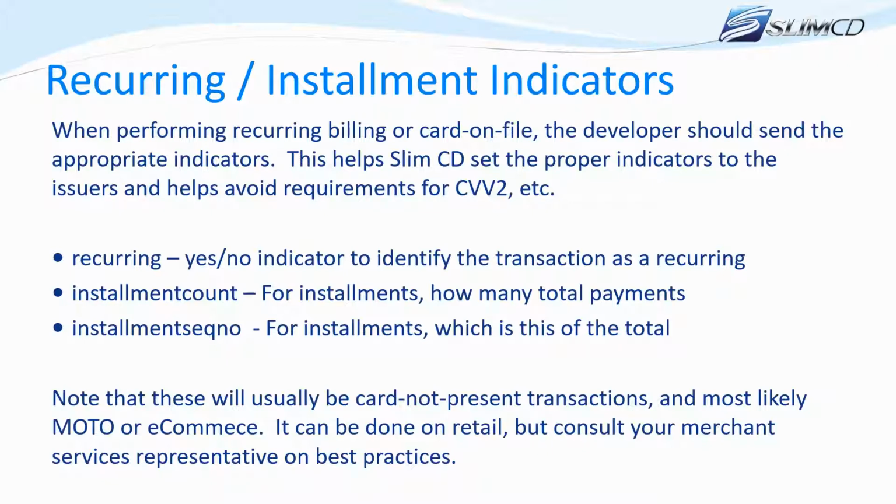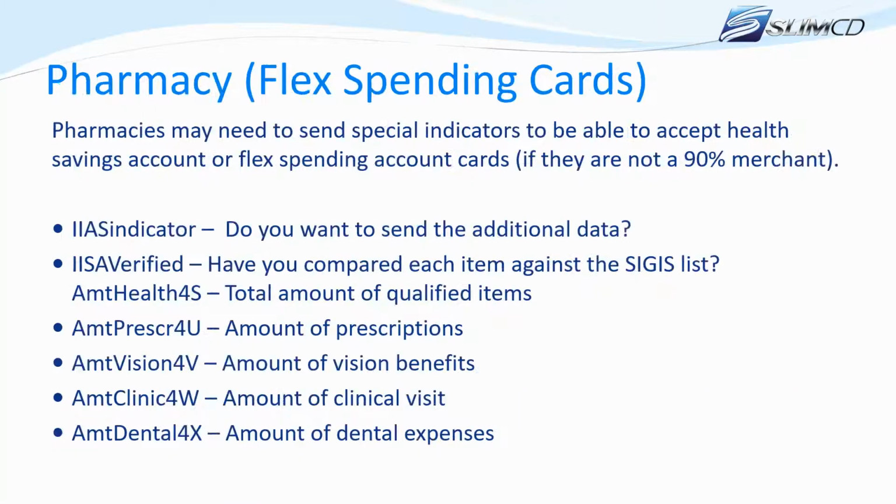So therefore, if it's a recurring transaction, it's assumed you've already checked the CVV2 on the first transaction through the system, and the recurring transactions won't have it. Same for installment count and installment sequence numbers, payment 3 of 5, that type thing. So these are mainly for mail order and e-commerce, but check with your merchant services rep if you need to use them anywhere else. Flex spending is very specific to the pharmacy industry.